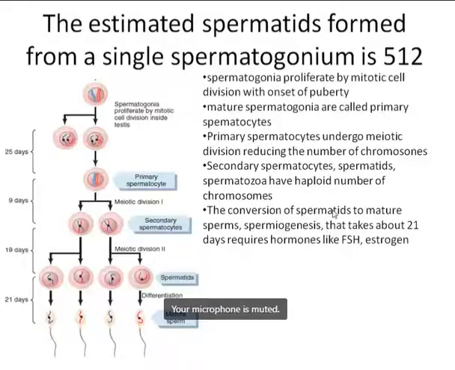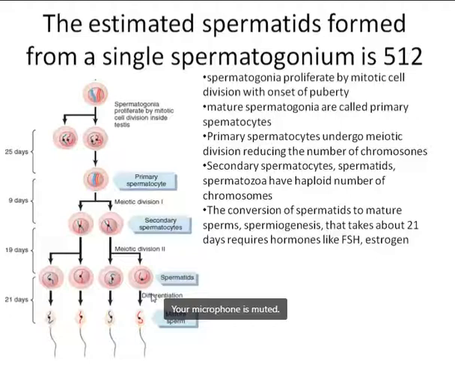And it takes about 21 days under the influence of hormones like FSH and estrogen that I have discussed with you. This is the importance of the estrogen. So testosterone is required in all the phases, but estrogen has the main important role in this phase. So estrogen is main important.